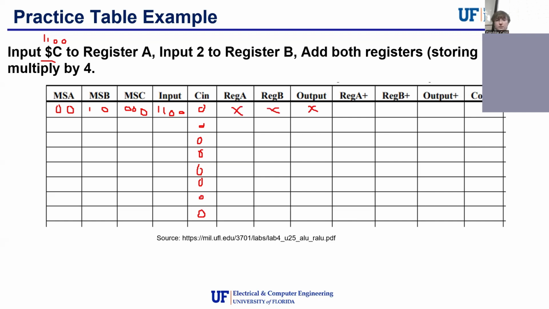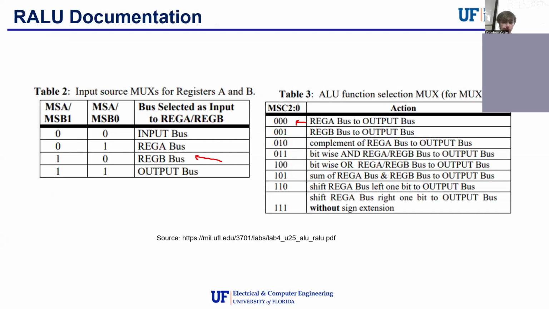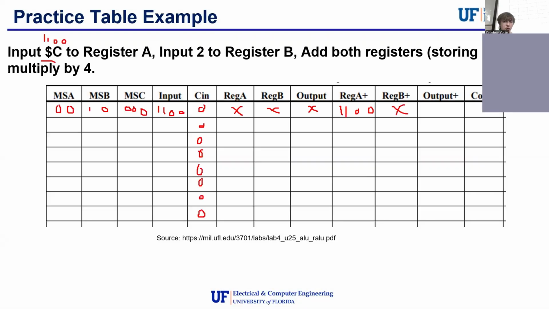Don't care. Okay. And then for register A plus, after we clock the signal, the input bus will stay the same, but it's going to be transferred into register A. So after a clock signal, we're going to have 1 1 0 0 in register A. And register B will stay the same as don't care or 0. And then the output bus, because we're just looking at taking the input, and we know that 0 0 0 represents register A to output bus. So that means that register A will be outputted.